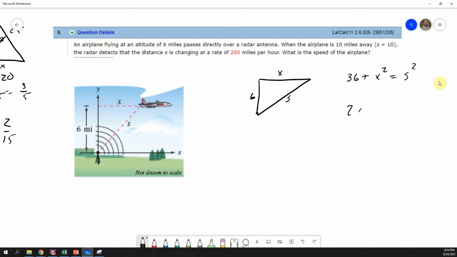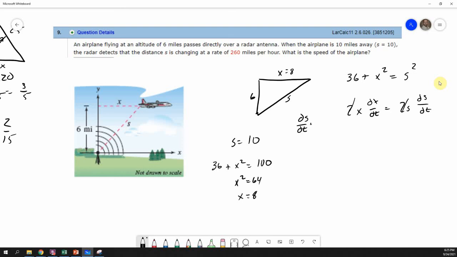So 2x dx/dt equals 2s ds/dt. Cancel the 2's out. x dx/dt equals s ds/dt. It says when the airplane is 10 miles away, so when s equals 10, then I know that 6 squared plus x squared equals s squared. So x squared equals 64. x equals 8. So when the airplane is 10 miles away, the radar detects that the distance s is changing at a rate of 260 miles per hour. So it tells us that ds/dt is 260.